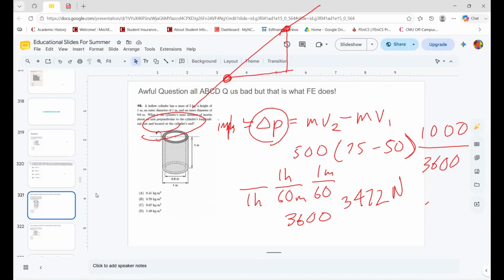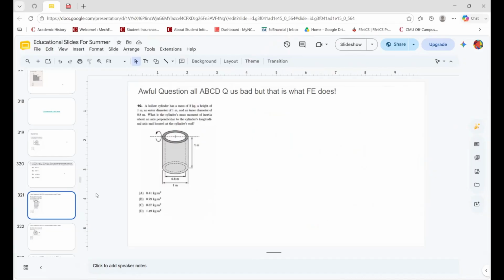So 10 is next. 10 is a hollow cylinder that has a mass of 2 kilograms, a height of 1 meter, an outer diameter of one. Really? Diameter of one? Okay. We can check the units later. If they're wrong, they're wrong, but a mass of 2 kilograms and a diameter of one. Okay, and an inner diameter of 0.8. What is the cylinder's mass moment of inertia about the axis perpendicular to the long axis?